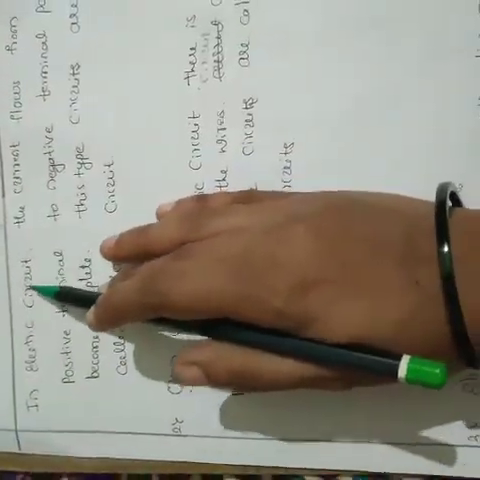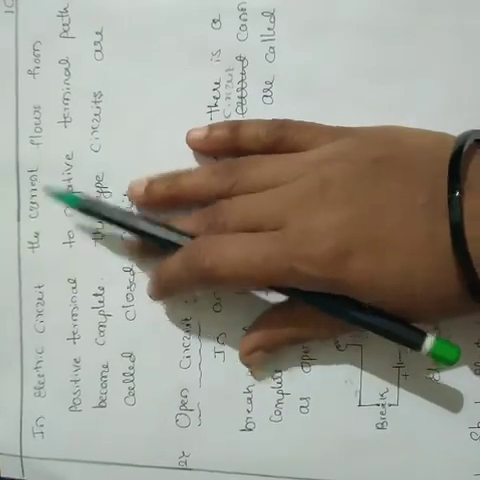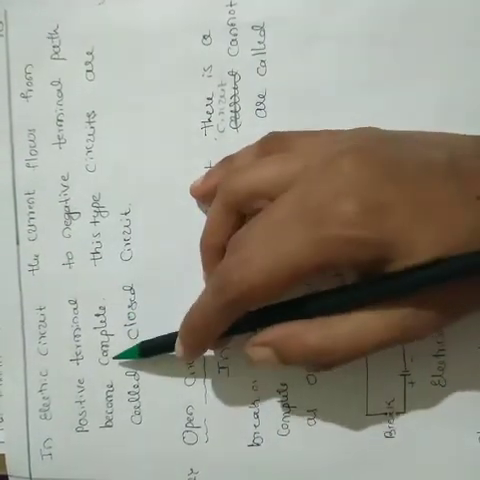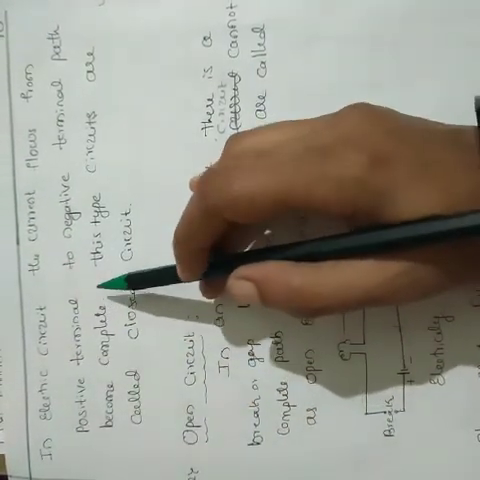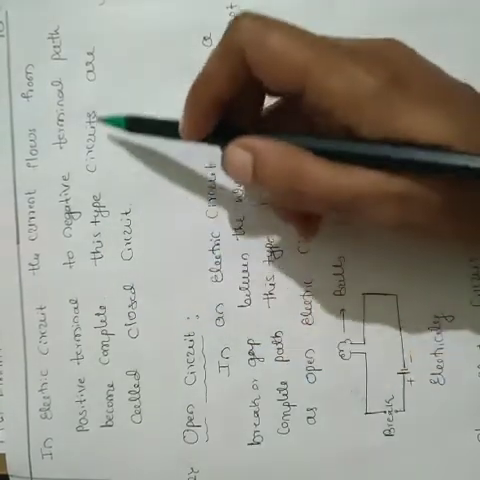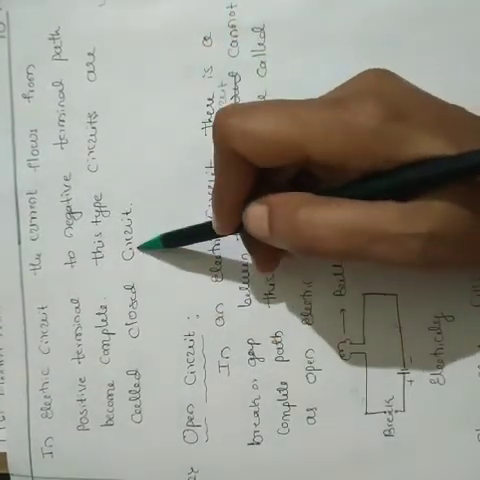In an electric circuit, the current flows from the positive terminal to the negative terminal, and the path becomes complete. This type of circuit is called a closed circuit.